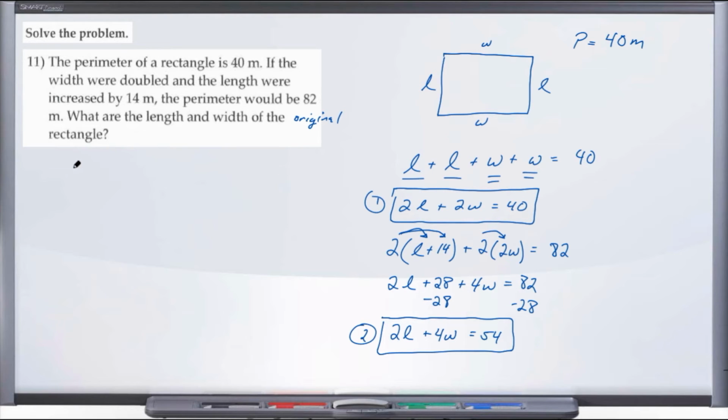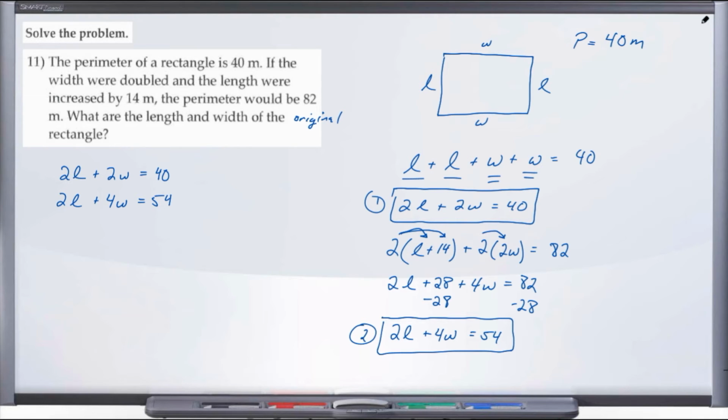So let's go ahead and take this information, 2L plus 2W equals 40, along with 2L plus 4W equals 54. And let's set this up into a system of equations and solve. How about we do this one by elimination, because it's set up relatively nicely. And so again, let's go ahead and eliminate our L, our length. And I have a positive 2L here and a positive 2L here.